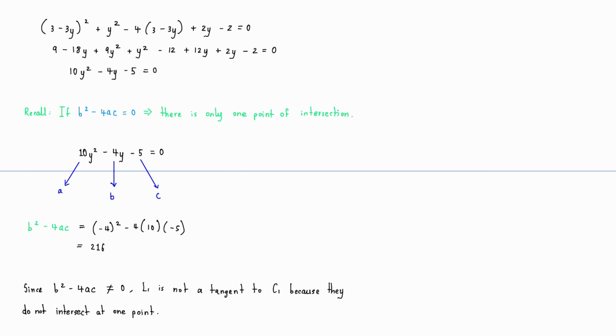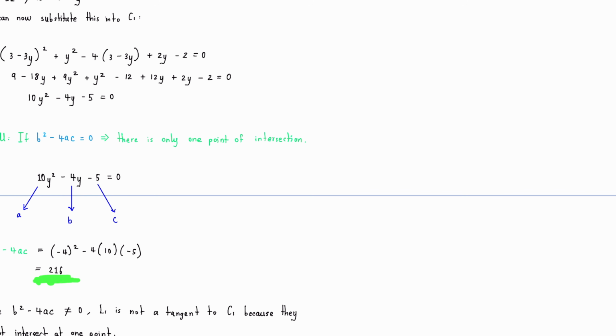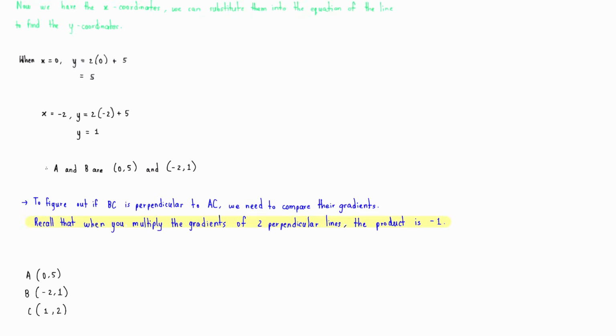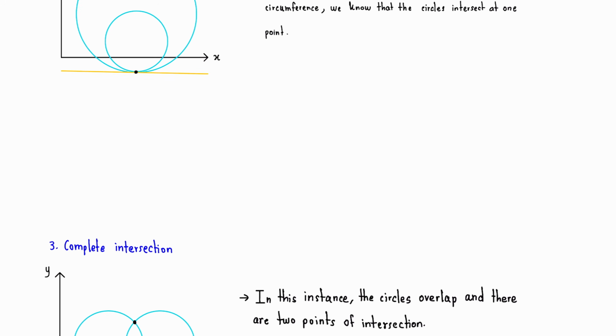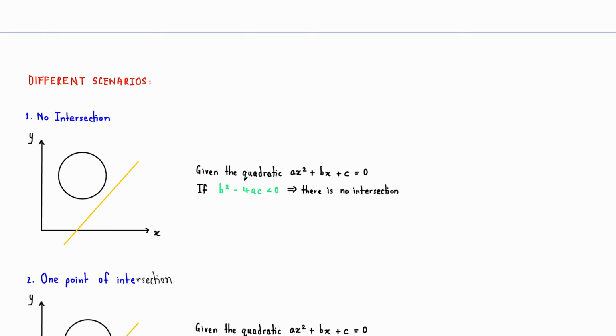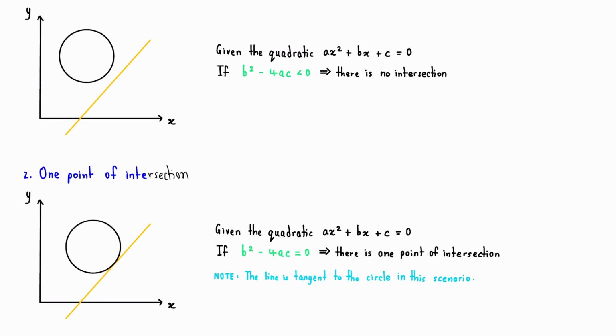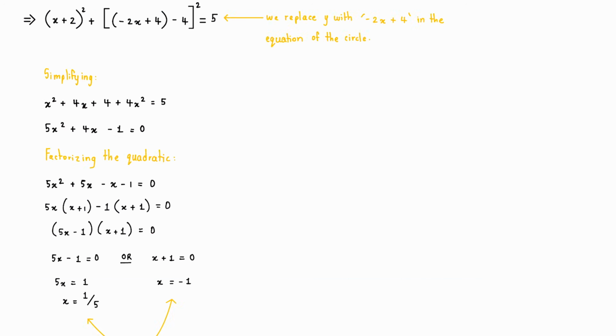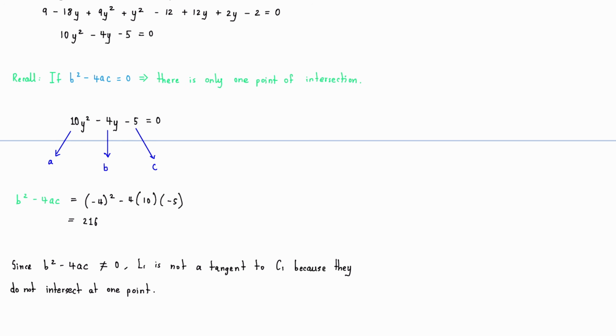Simplify that to get 216. And because that is not equal to 0, L1 is not a tangent to C1 because they do not intersect at one point. Because this value was not 0, again, the rules in the beginning that I went over, these are very important as well because you never know when they will show up. So because of that, they do not intersect at that one point.